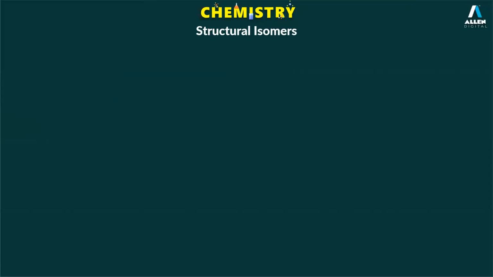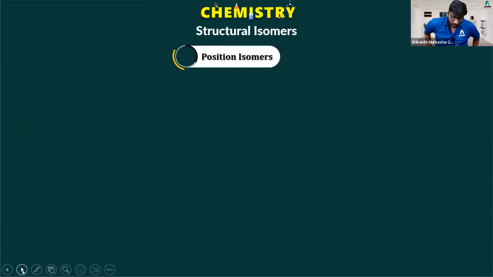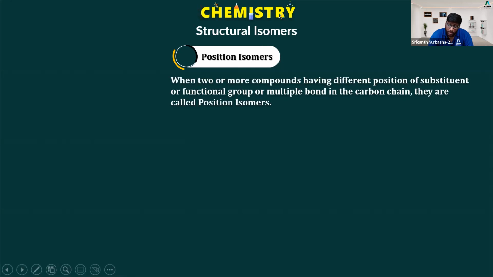Yes. So then comes the position isomerism. Positional isomerism means obviously when 2 or more compounds have different positions of substituents or functional groups or multiple bonds in the same carbon chain. The carbon chain is going to be the same, but the position is going to be different. They are called positional isomers.